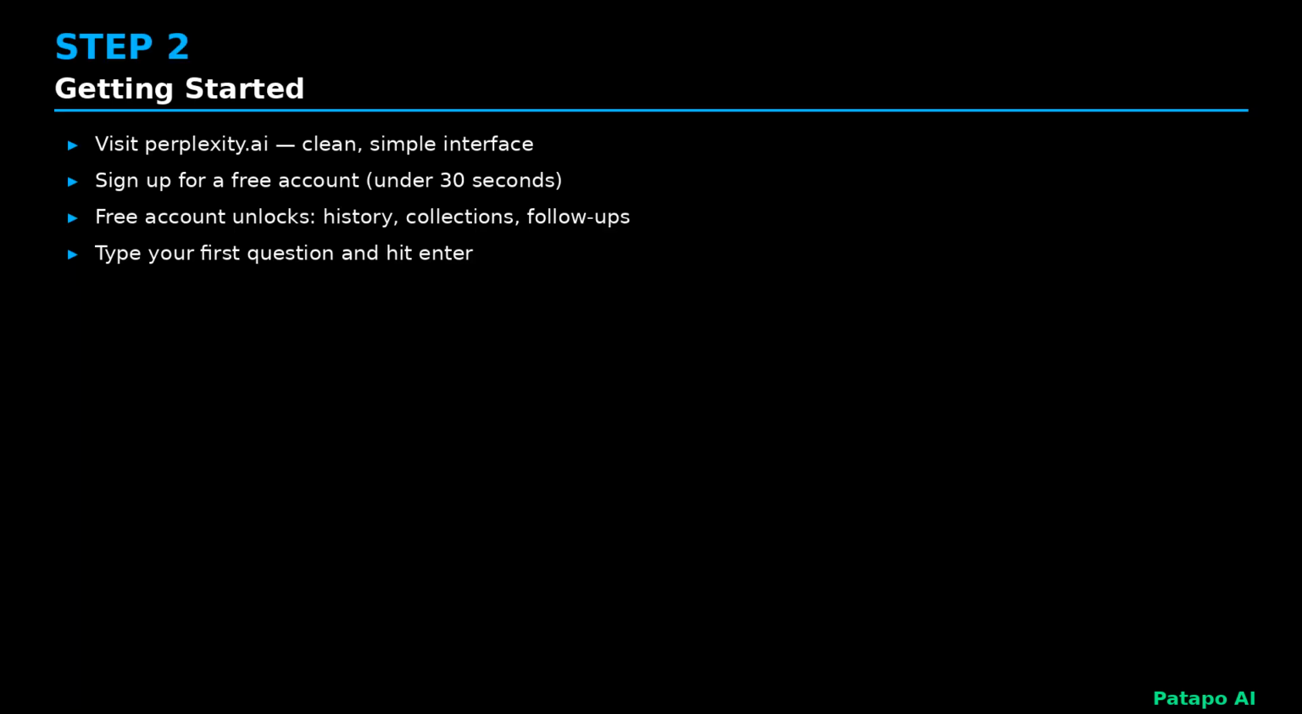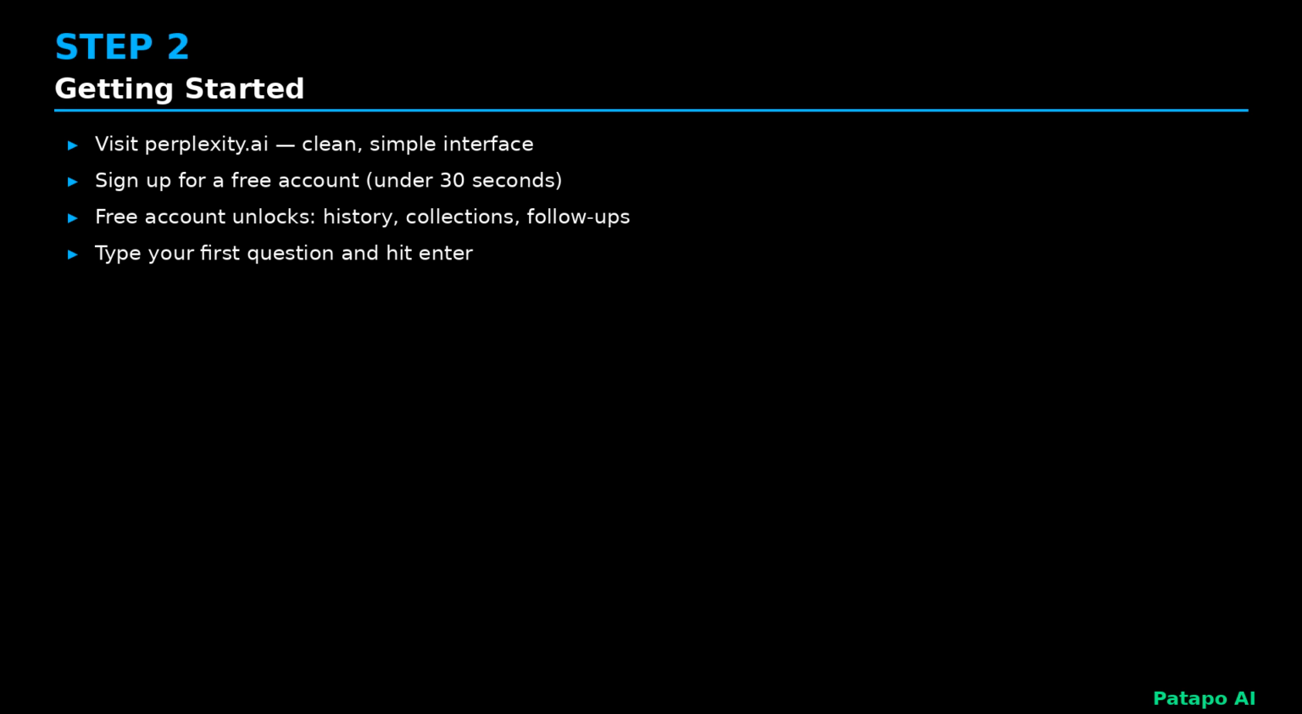When you type a question into Perplexity, something remarkable happens behind the scenes. Instead of just returning a list of links, like traditional search engines, Perplexity scans multiple web sources in real time, synthesizes the information, and presents you with a comprehensive answer backed by citations. Each response includes numbered source links that you can click to verify the information.